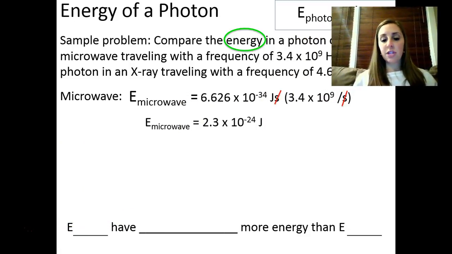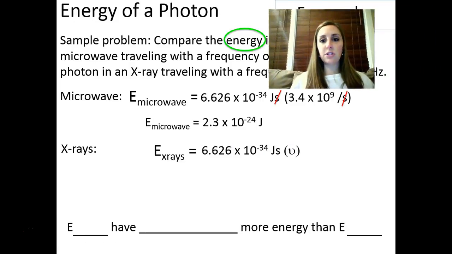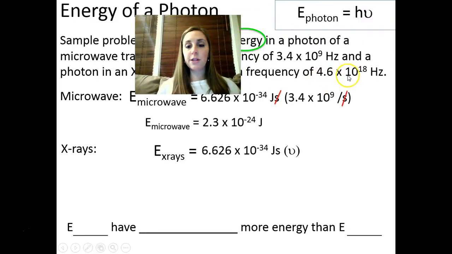So let's talk about the energy of the X-ray. Same formula, because you're trying to find energy. You know Planck's constant, so instead of that h, here you go. And then your frequency is given to you. It's up here in the problem, 4.6 times 10 to the 18th hertz. So you plug that in.